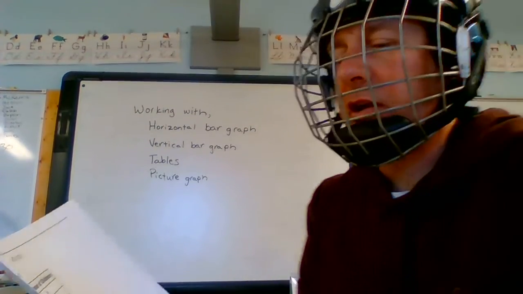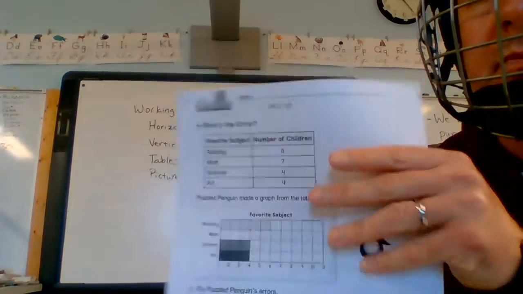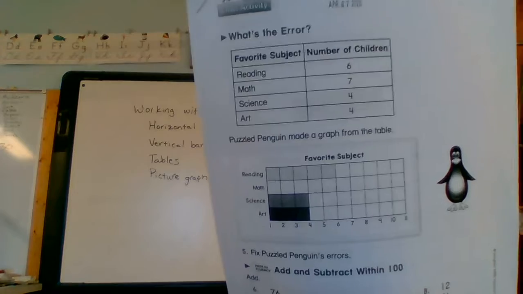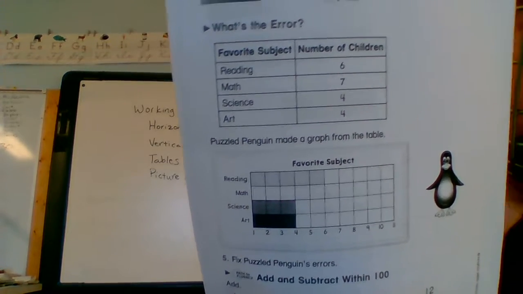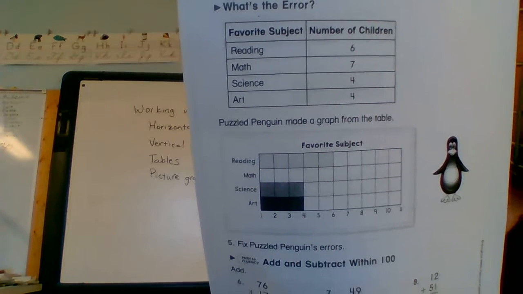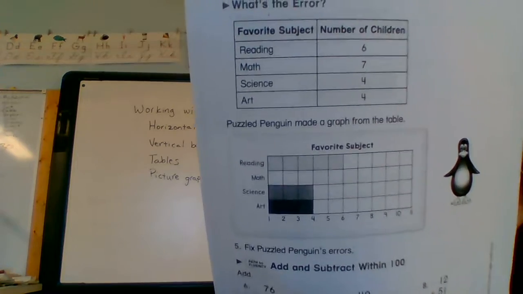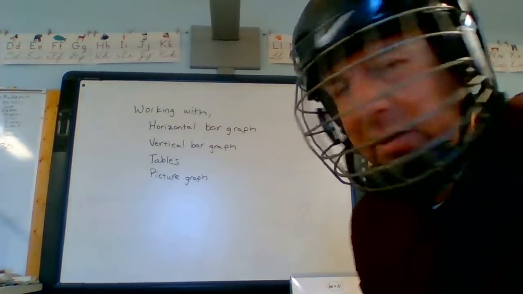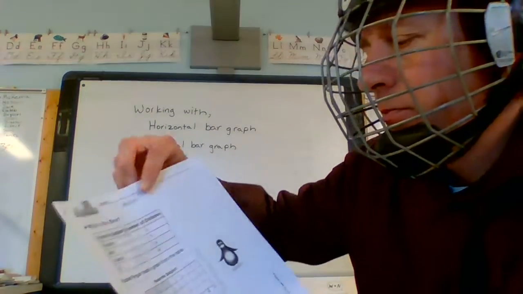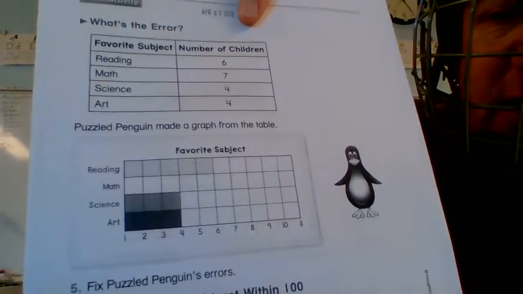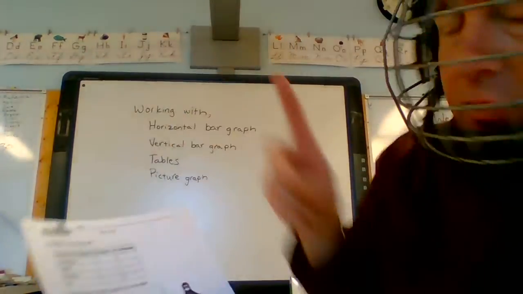Let's look at this. Let's say they took a survey of students and asked them what their favorite subjects would be. 6 students chose reading, 7 students chose math, 4 chose science, and 4 chose art. I wonder why there's not a recess on here. PE. So he makes this graph. On your sheet, you might not have anything for math, so he's got a couple errors.